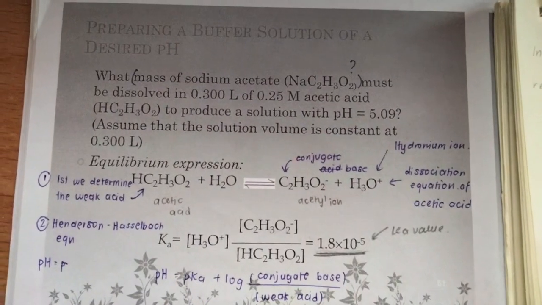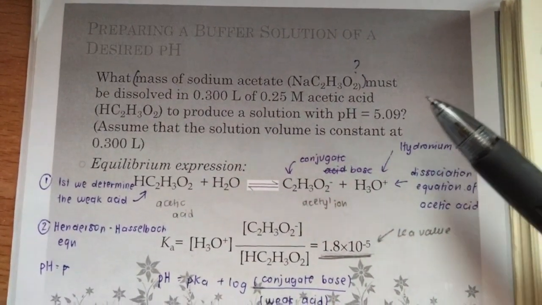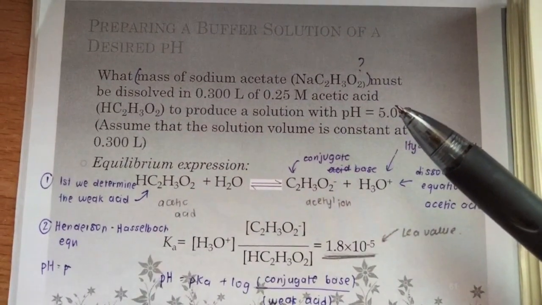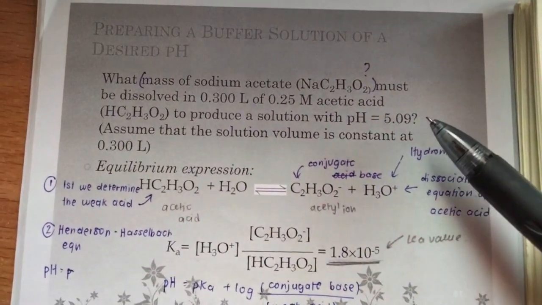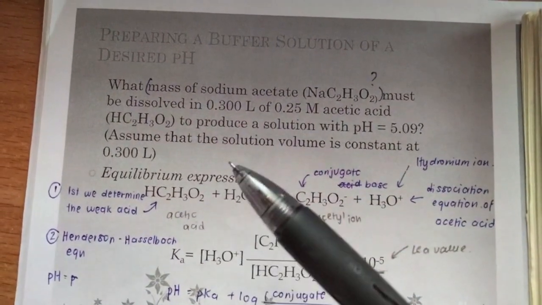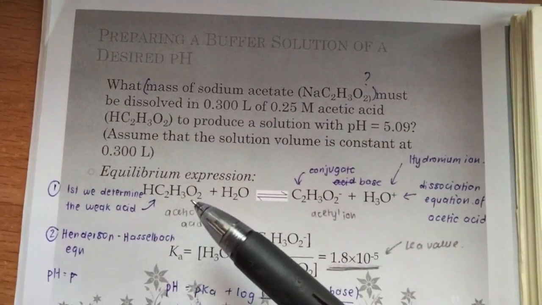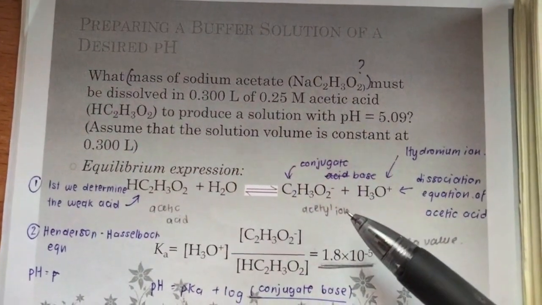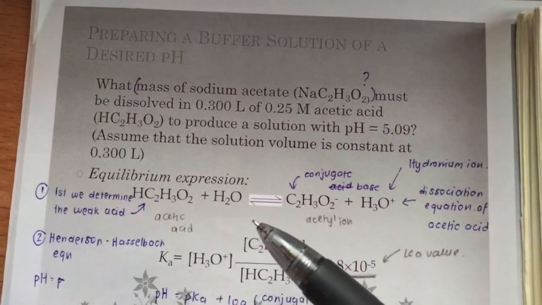Okay, next we need to prepare a buffer solution of the desired pH. This question is asking us to find the mass of sodium acetate that dissolves in 0.3 liter of 0.25 M acetic acid to produce a solution with pH 5.09. We assume that the solution volume is constant at 0.3 liter. First, we write the equilibrium expression, which is this: acetic acid plus water, the reversible arrow, we get acetate ion plus hydronium ion. This is the dissociation equation of acetic acid.